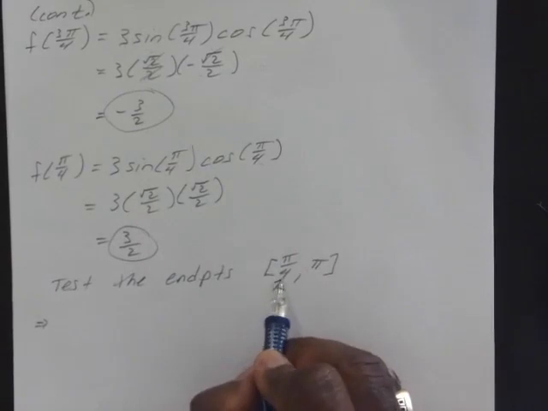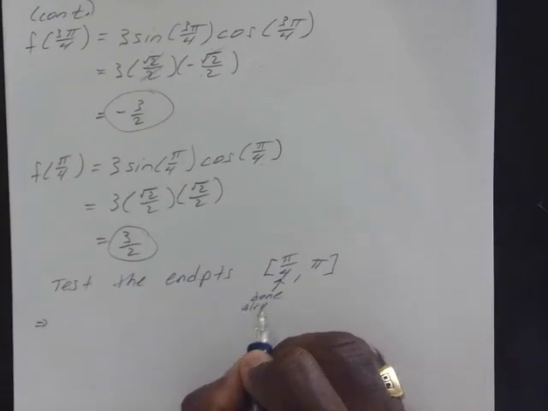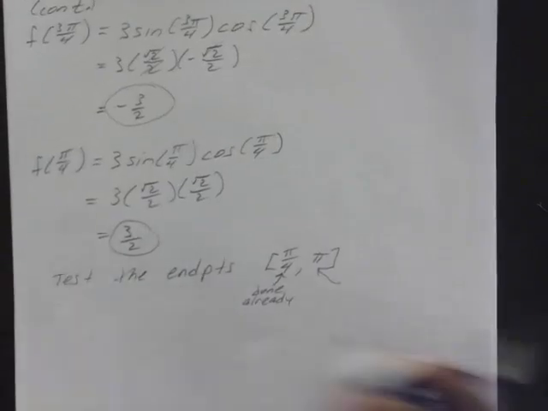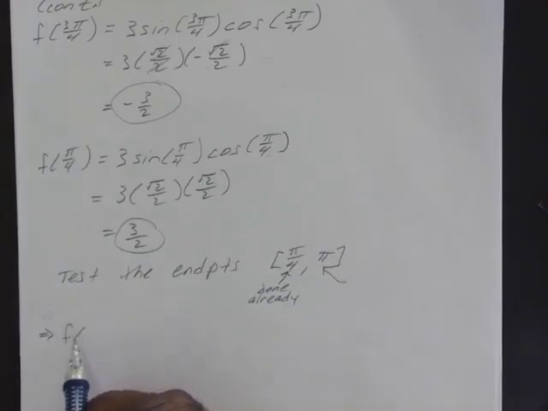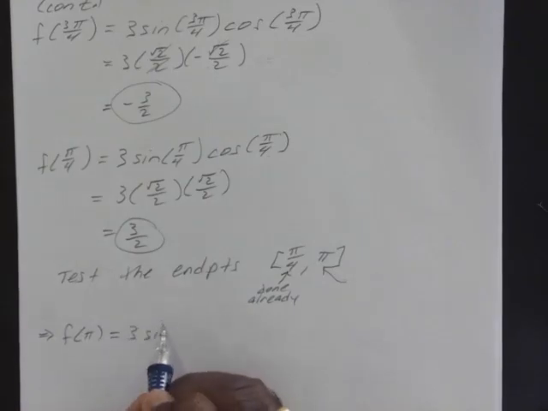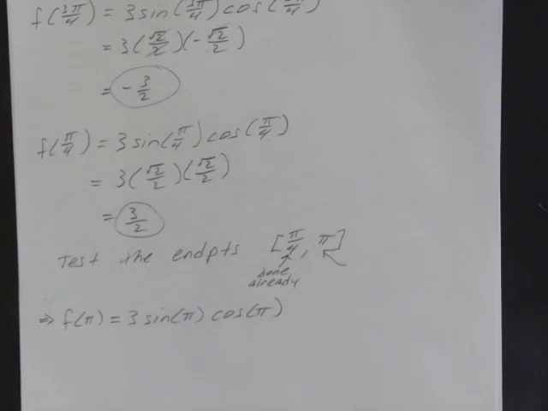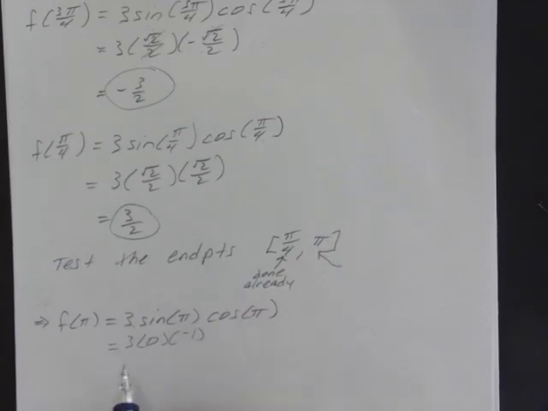Okay, so this one, we already did it. We did it right here. So we just have to do that one. Bring that arrow down a little bit, give us a little more room to work with. So f of pi is equal to 3 times sine of pi times cosine of pi. We know sine of pi is 0, so that's just 3 times 0 times cosine of pi, which is -1, which is just 0.